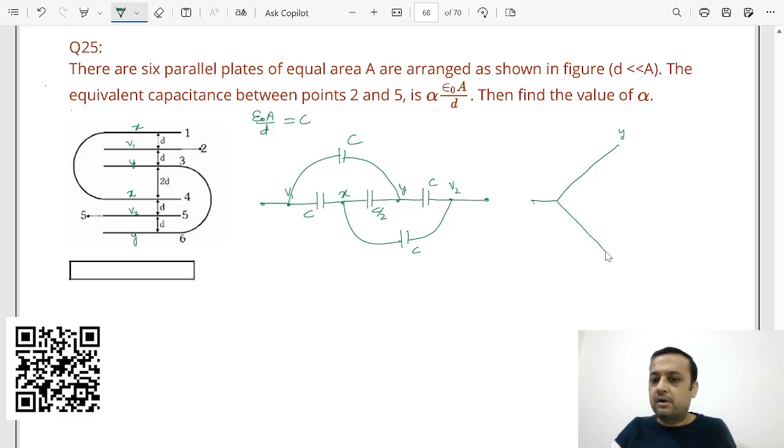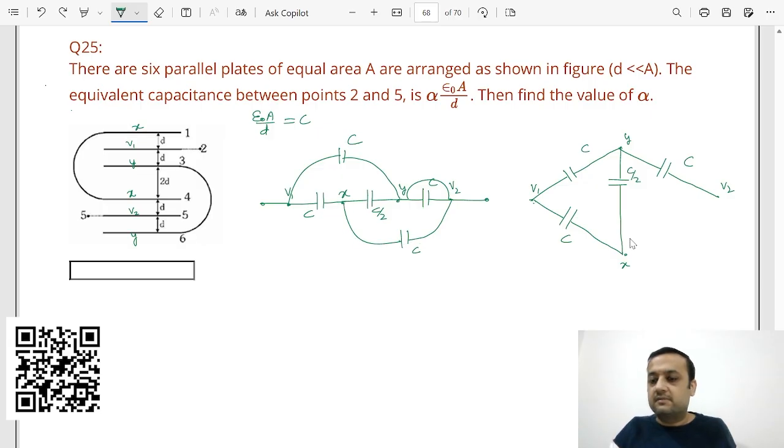Okay, so I'm just redrawing it. Let's say this is the point v1, let's say this is the point y, let's say this is the x, and let's say this is the v2. So between v1 and y we have c. Between y and v2 we have again c. Between x and y we have c by 2. Between v1 and x is c, and between x and v2 is again c.